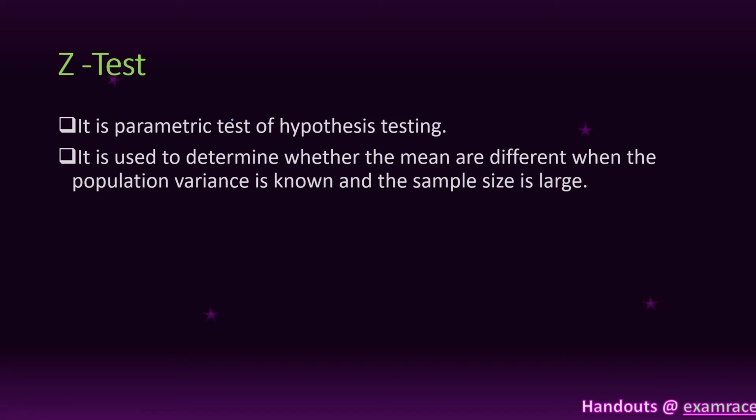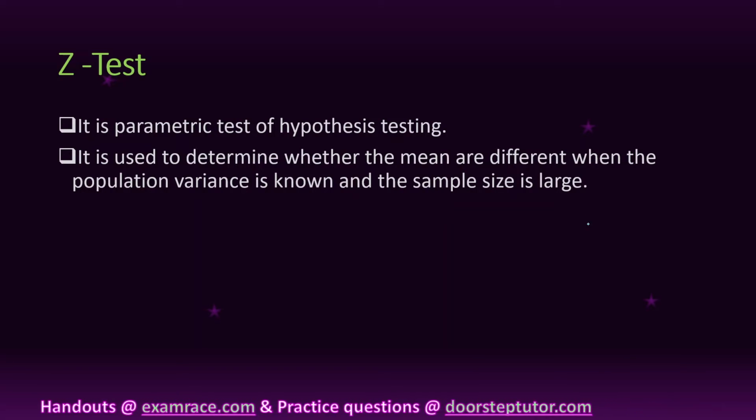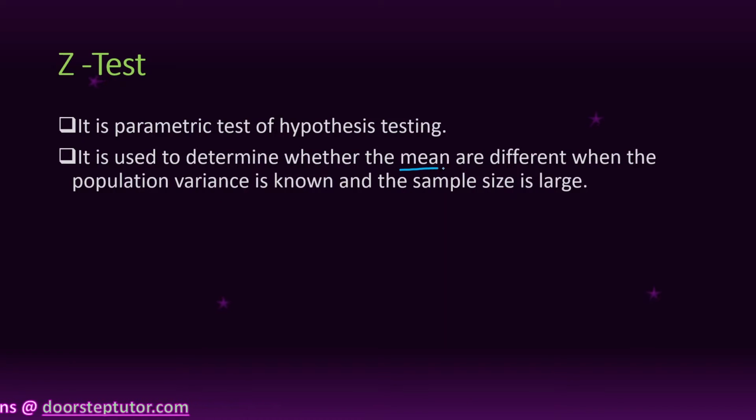Z-test. It is a parametric test of hypothesis testing. It is used to determine whether the means are different when the population variance is known and the sample size is large. This z-test is also used to compare means.